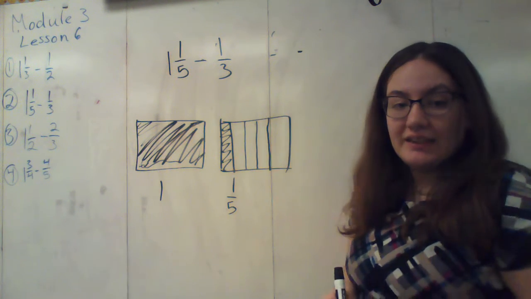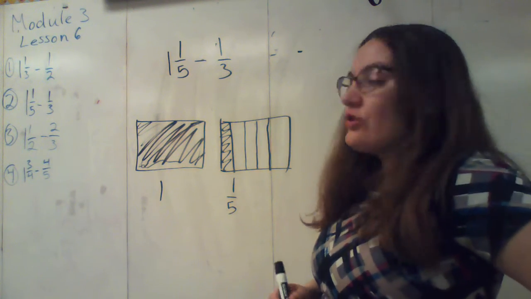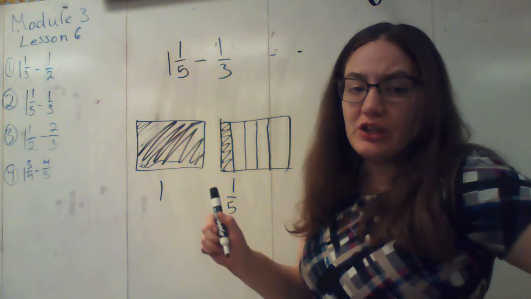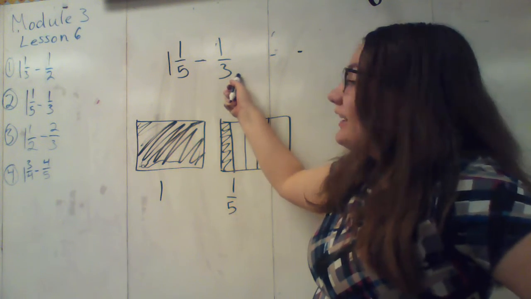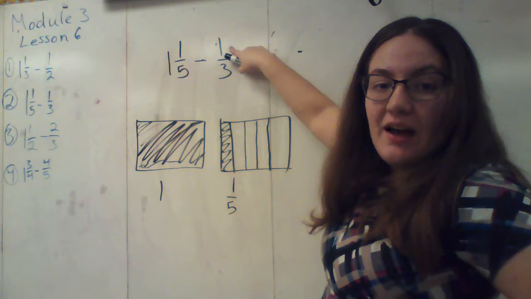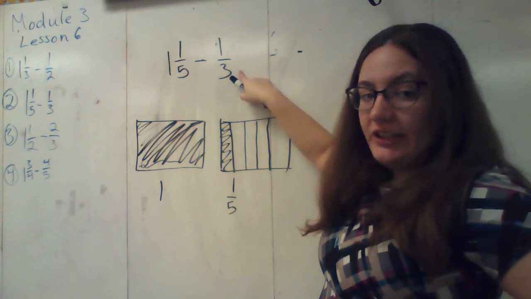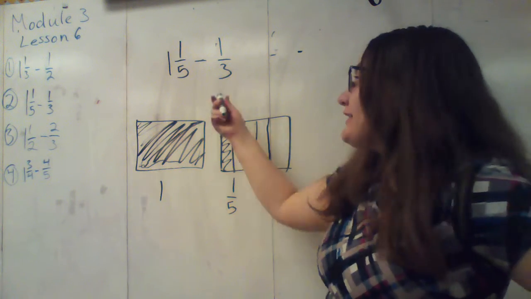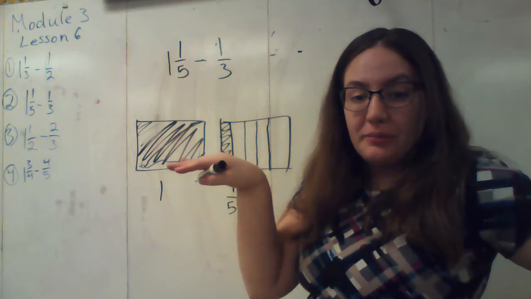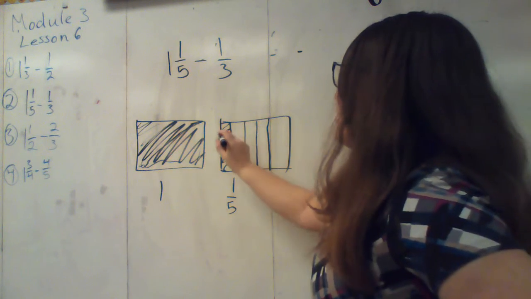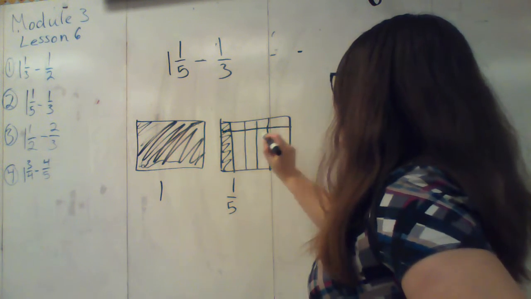All right, now what I need to do is I first need to cut both of my models into thirds. The reason why I'm cutting it into thirds is because I have 1/3 here. Remember, your second fraction, you always cut your models horizontally. So horizontally, I'll cut this into thirds. So I have one.